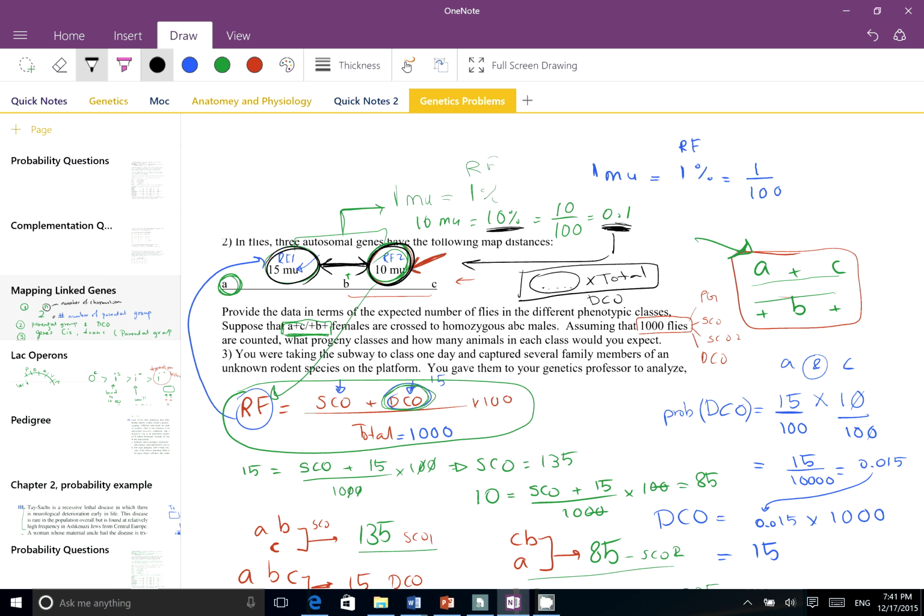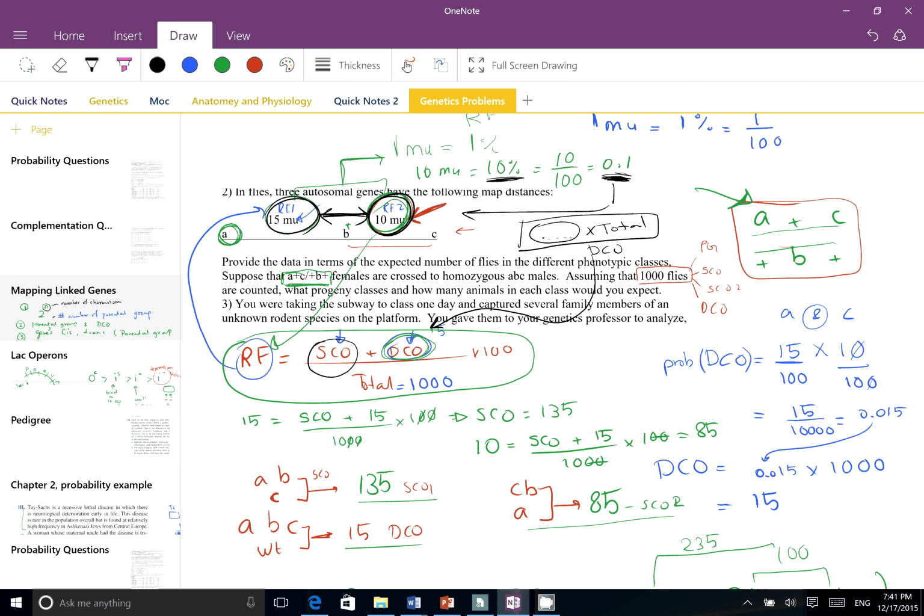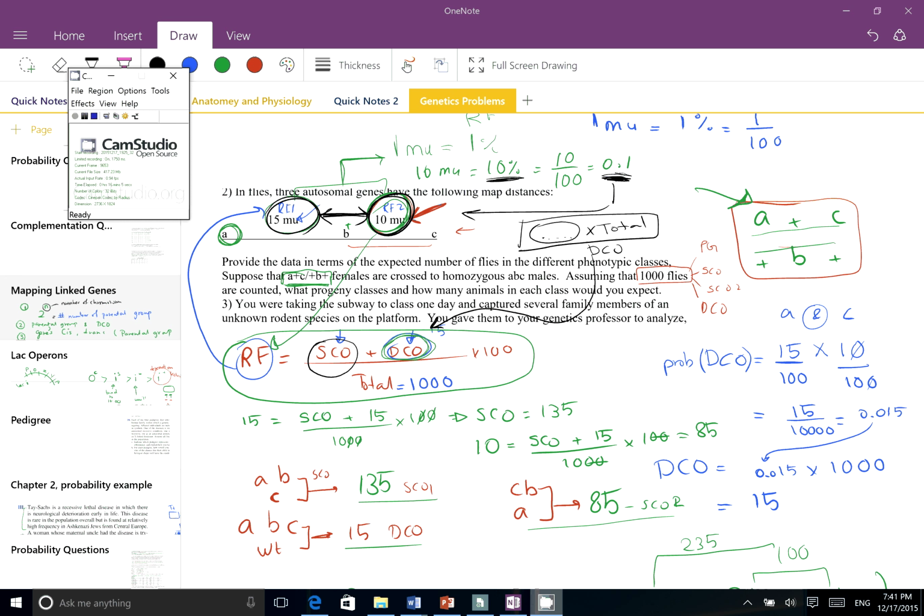Once you have your double crossover, you just substitute it here. You have all the other numbers, and you solve for single crossover. Sorry about that. And you solve for single crossover, and that's how you find it. Very simple, very easy. Try it on your own, and you'll find that it's easy.